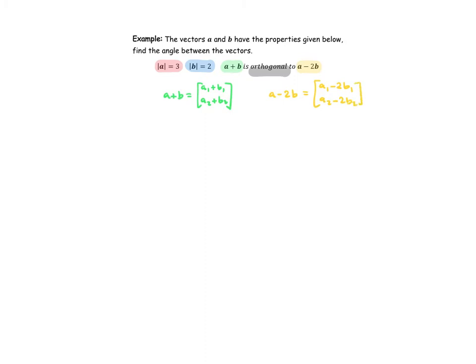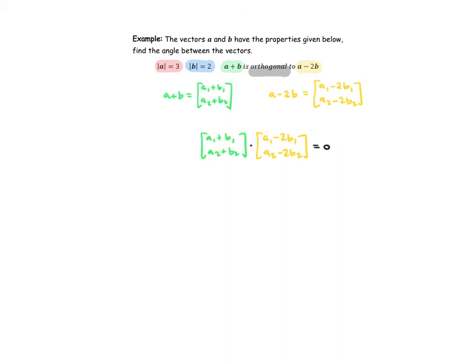Okay, so if those two vectors are orthogonal, then that means that their scalar product is 0. So A1 plus B1, A2 plus B2, and the scalar product of that with A minus 2B, which would be A1 minus 2B1 and A2 minus 2B2. All right, we know that this is going to equal 0. So we've got to do a little work. Let's go ahead and get into this.